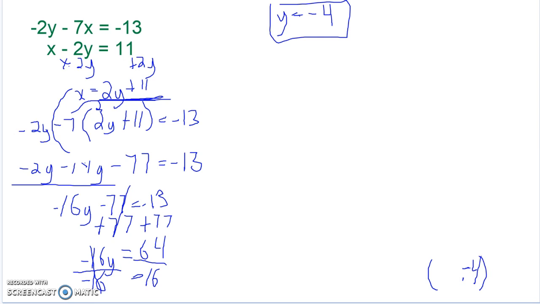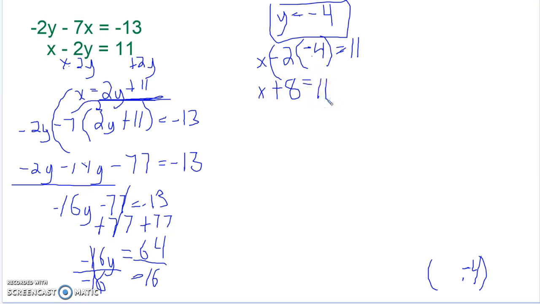And now that we have this value for y, we can plug that in for y in one of the equations. So I'm going to choose the equation x minus 2y is equal to 11. So we're going to have x minus, but it's 2 times y, which we found is negative 4. So it's going to be x minus 2 times negative 4. And that's equal to 11. And so what we're going to do is multiply this negative 2 times negative 4. We're going to get positive 8. So it's going to be x plus 8 is equal to 11.